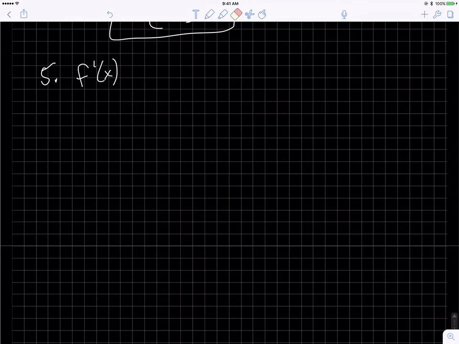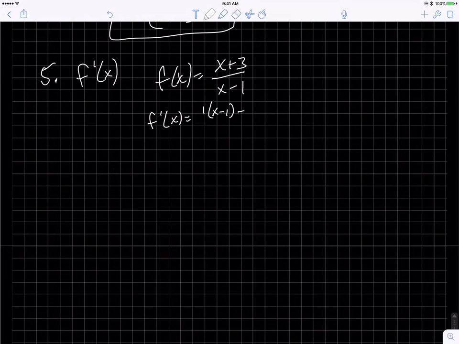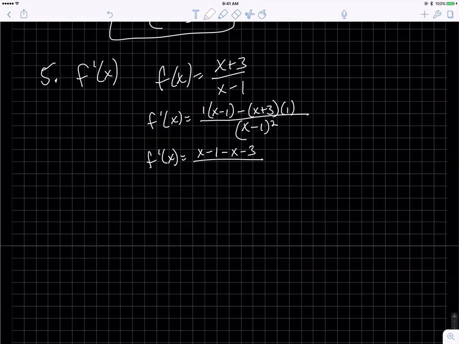Find f prime of x if f of x equals x plus 3 over x minus 1. This is a quotient rule problem, so f prime of x is f prime, which is 1, times g minus f times g prime, which is 1, all over g squared. Simplifying the numerator gives me x minus 1 minus x minus 3. So x minus x is 0, so I get negative 4 over x minus 1 squared.